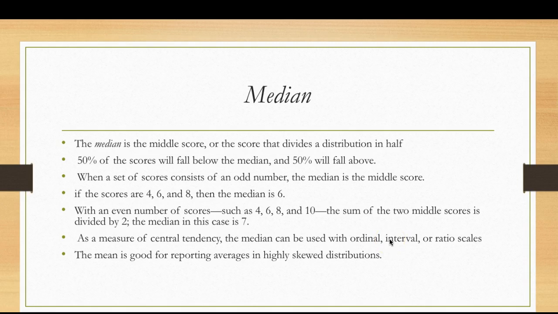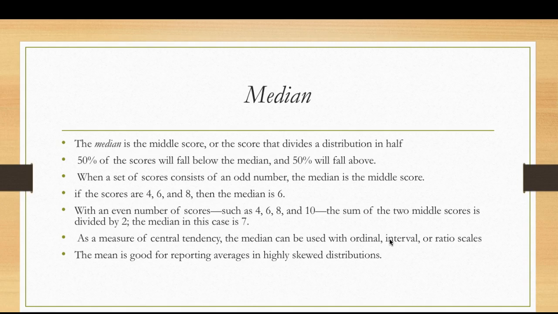Now let's look at the median. The median is the middle score, or the score that divides a distribution in half. When I taught 8th grade math, I used to tell my kids that the median is the middle score. 50% of the scores will fall below the median, and 50% will fall above the median. If the scores are 4, 6, and 8, then the median is 6. With an even number of scores, such as 4, 6, 8, and 10, the sum of the two middle scores is divided by 2. So in other words, you add the two middle scores together, divide them by 2, and that's the median. In this case, the median would be 7.